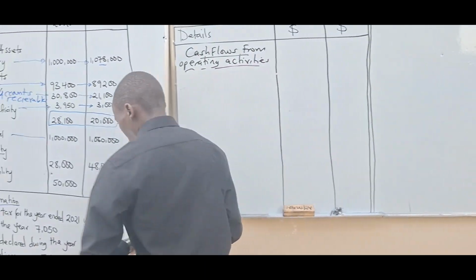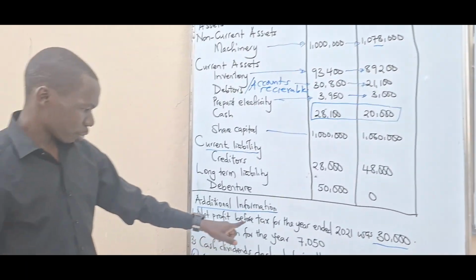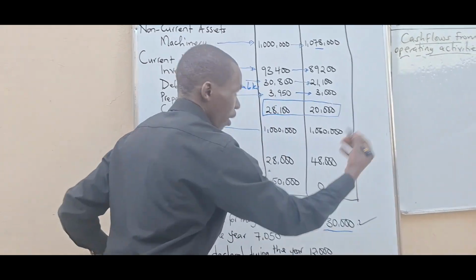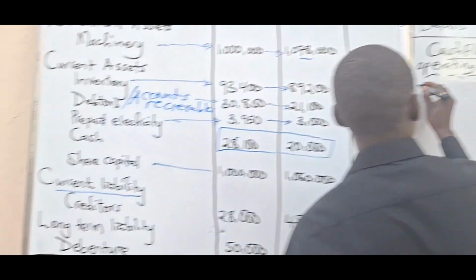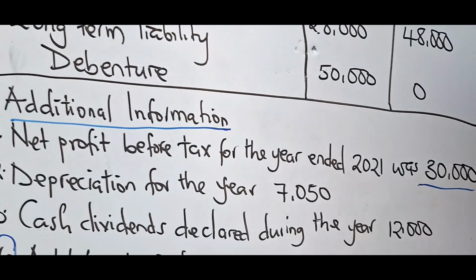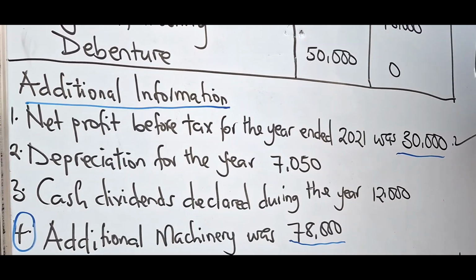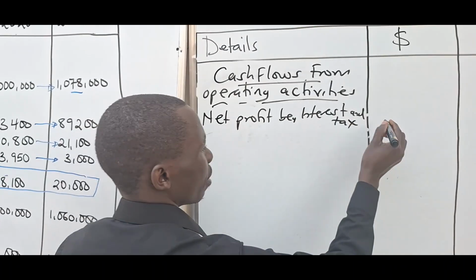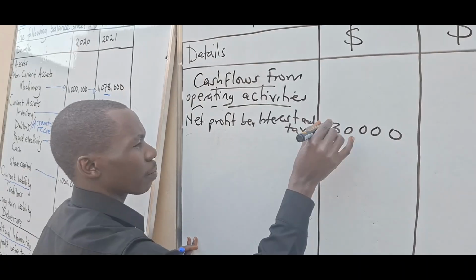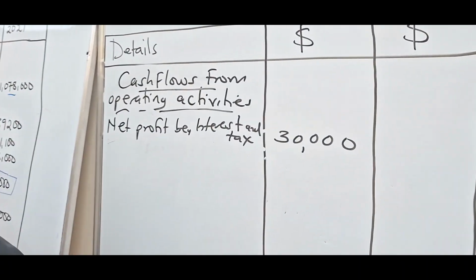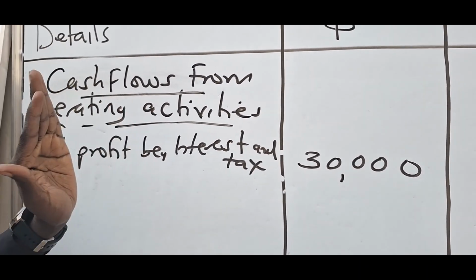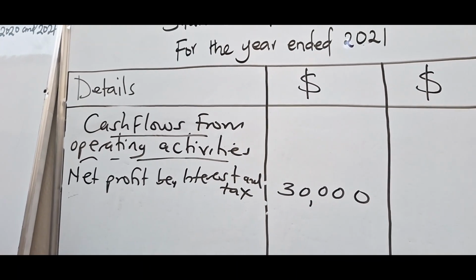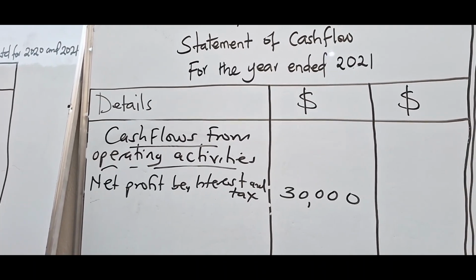That's why here, the net profit before tax is 30,000. Just pick this and record it under your cash flow from operating: net profit before interest and tax, given as 30,000. How do you adjust this net profit? Everything which was included in the income statement for us to come up with this net profit of 30,000 is acceptable, except the non-cash items.